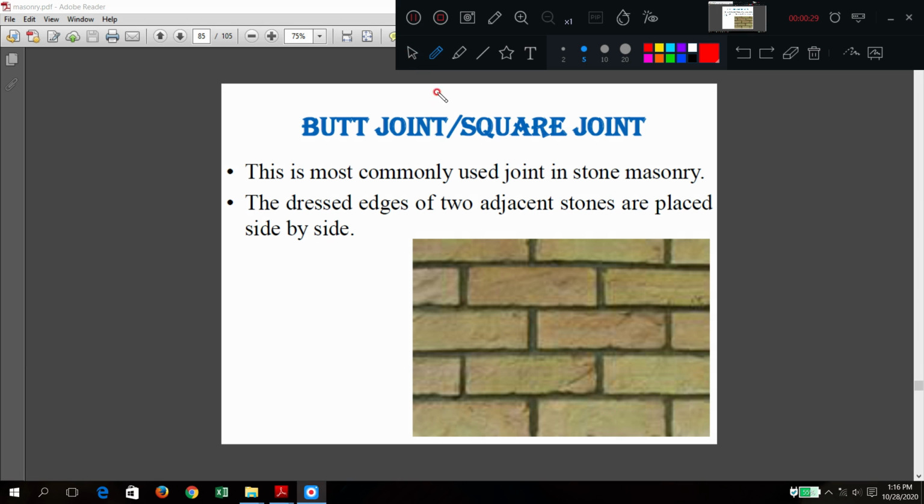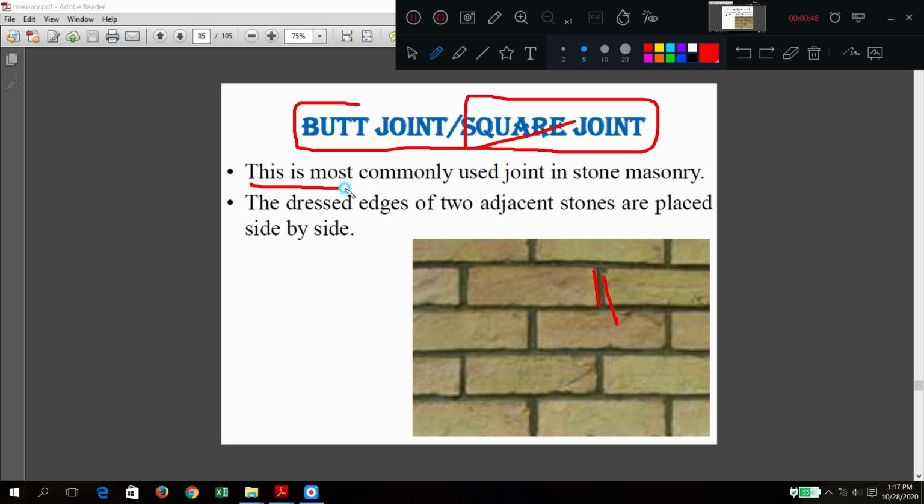So the butt joint is the most common joint. It is also called a square joint, like almost all the square type of stones. If the stones are placed side by side using mortar, this is called a butt joint or square joint. It is the most commonly used joint in stone masonry. Here edges of two stones are placed side by side. Almost all types of masonry we have seen are formed using butt joints or square joints.